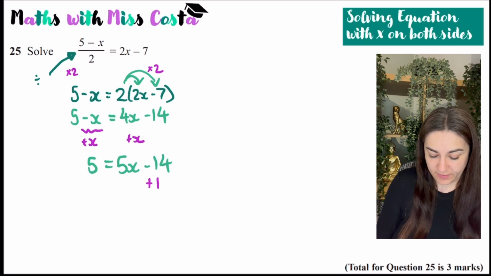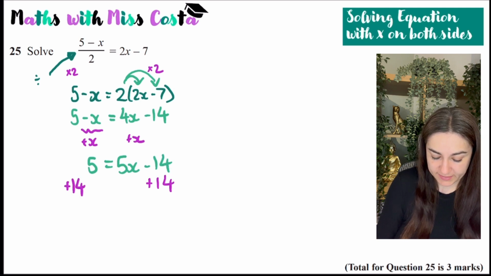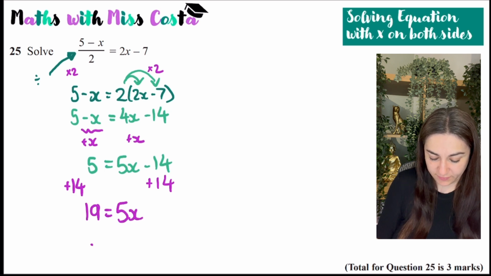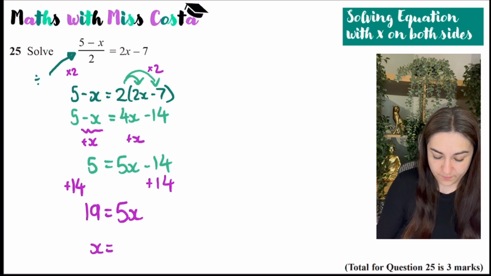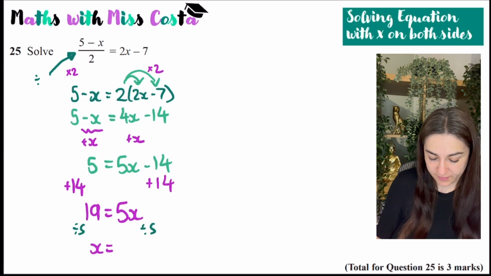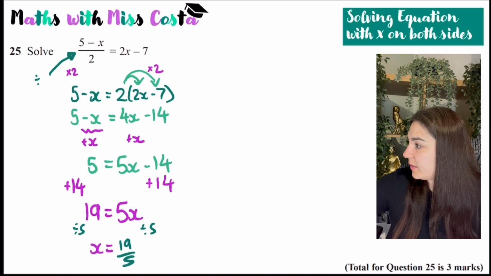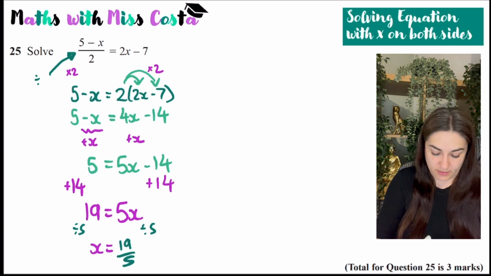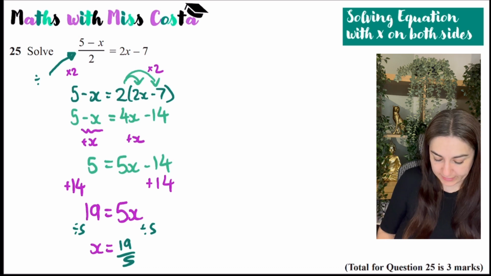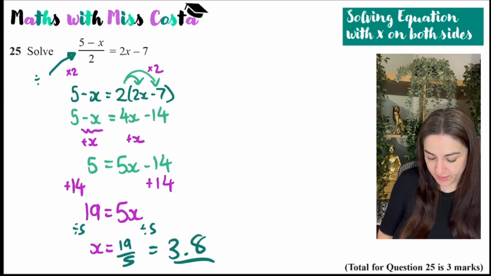I then can do the inverse and add 14 to both sides. So 5 plus 14 is 19. So 19 equals 5x. And therefore, if I divide both sides by 5, x is 19 over 5, which, as it says solve, leaving it as 19 over 5 would be fine. But it's better if you can write it as a decimal as well.